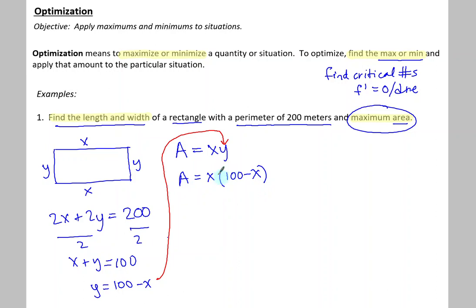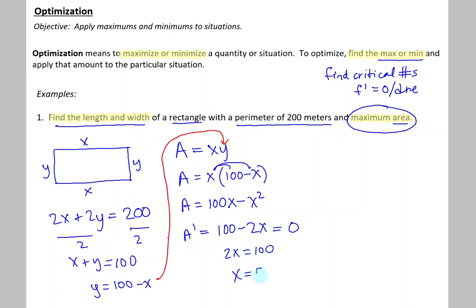Of course, it will be even easier if I don't have a product, so I'm going to distribute the x. 100x minus x squared. Now I'm ready to find my critical numbers. A prime, 100 minus 2x, and to find my critical numbers, set my derivative equal to 0. 2x equals 100, so x equals 50.